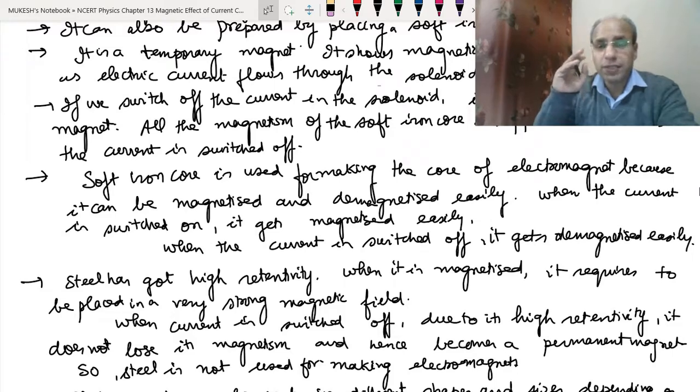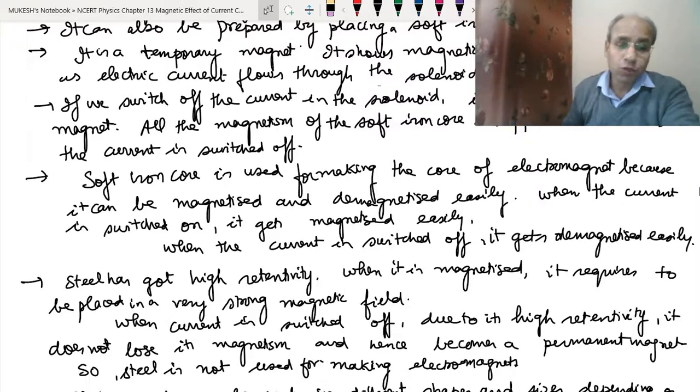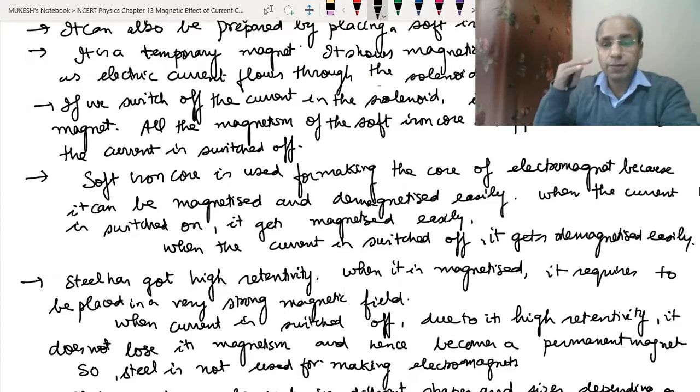That means when the current is switched off, it loses all its magnetism and becomes a normal iron. We do not use steel as the core of an electromagnet. Why? Because steel has high retentivity.